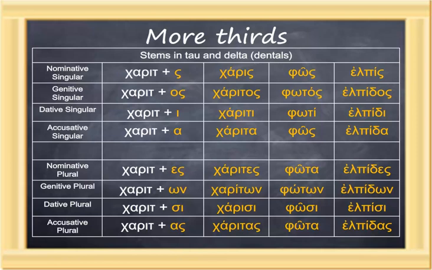Elpid, the word for hope, is a third example of a dental in the third declension. When the sigma is added, the delta drops out. The other forms follow in expected course. Elpis, elpidos, elpidi, elpida, elpides, elpidon, elpisi, and elpidas.